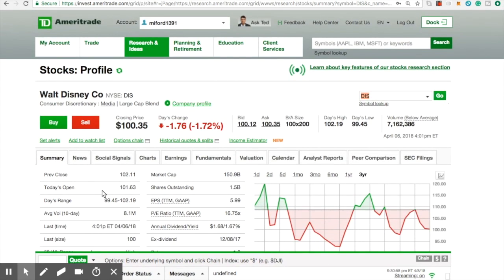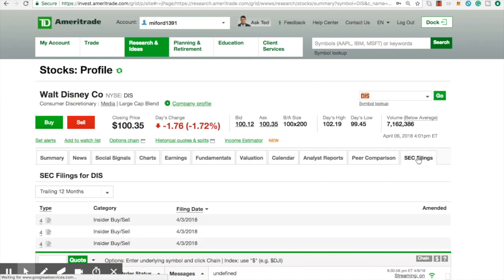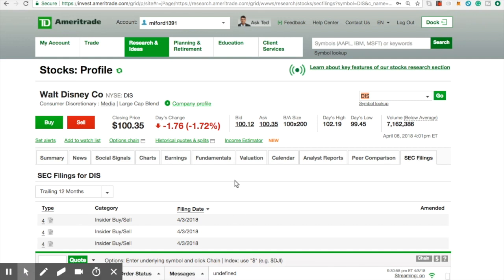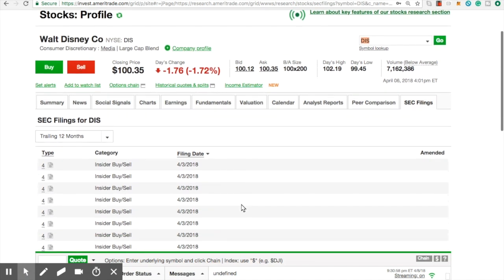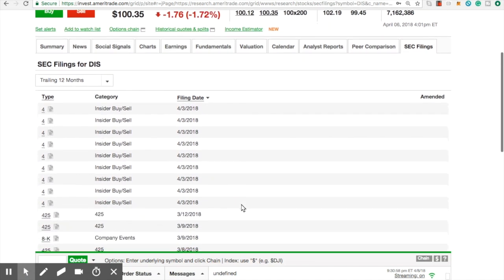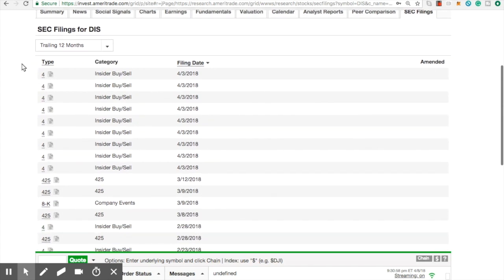But when you want to look at the financial reports, you want to go over to the SEC filing. All right, so the Securities Exchange Commission filings, and you're going to see a lot of numbers and a lot of reports. So a big takeaway is that the number fours are always going to be your insider buys and sells. So you want to look at that because you want to open a couple of those up, see if people are buying in bulk or are they selling in bulk. All right.